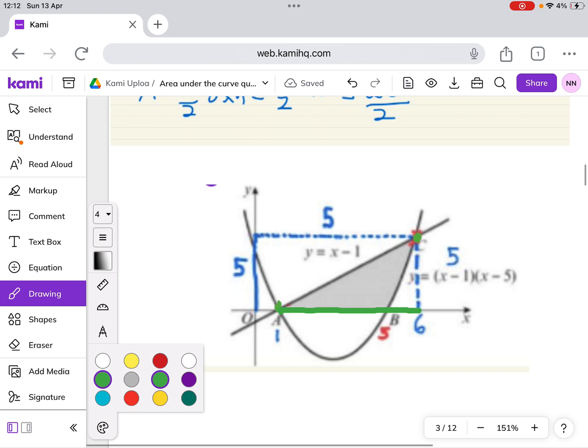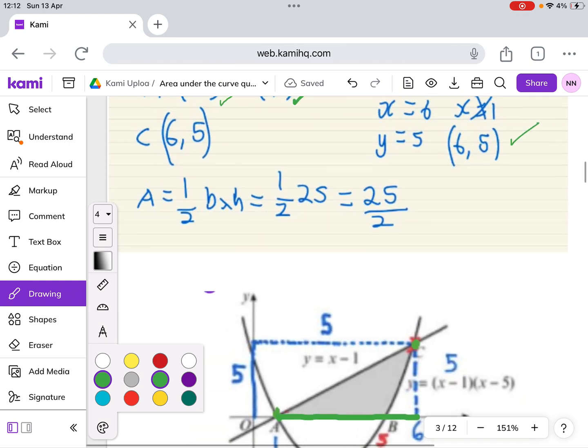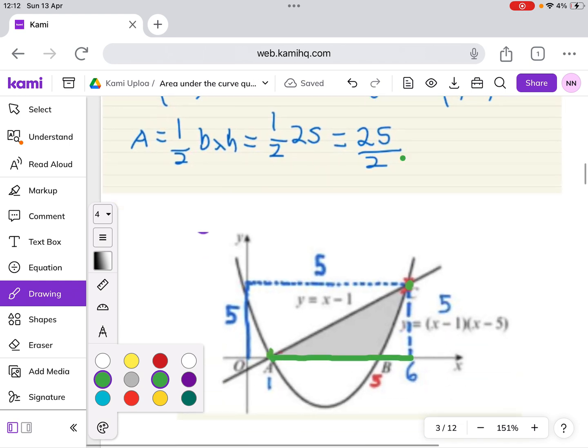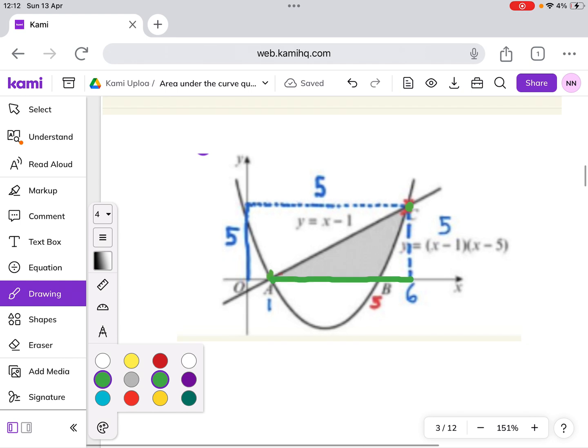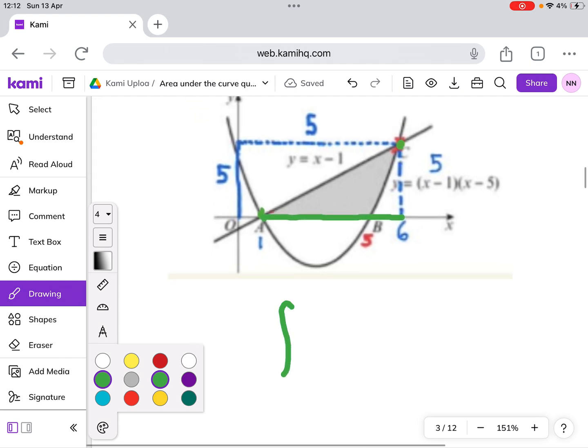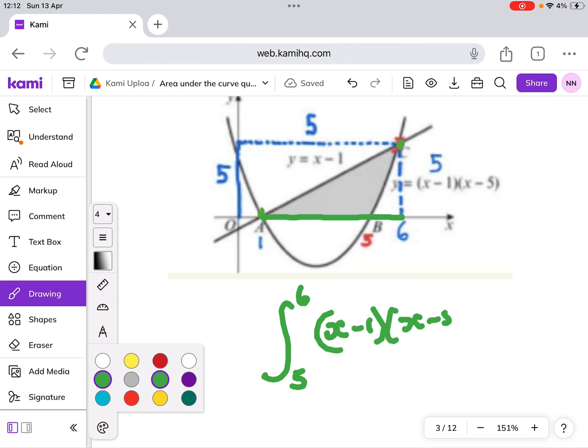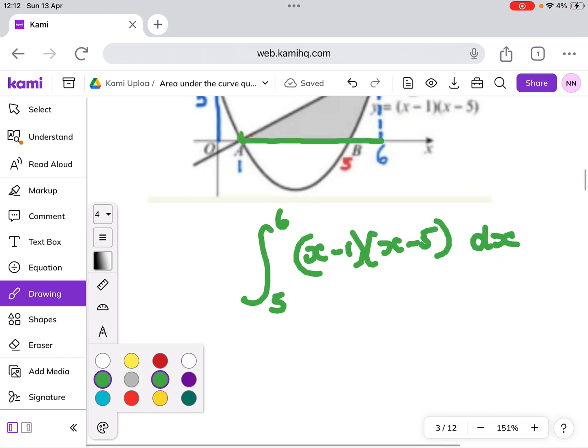The base is all the way along to 6, so 1 to 6 is an area of 5. 5 times 5 is 25 divided by 2, because it's a triangle. And then we want to integrate the curve between 6 and 5. We've got x minus 1, x minus 5, with respect to x.